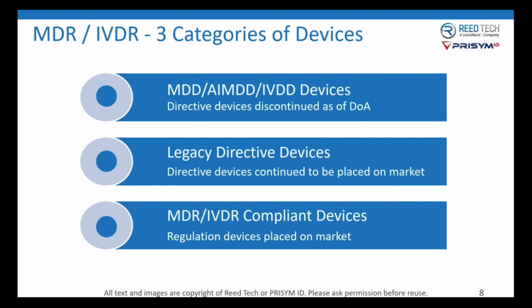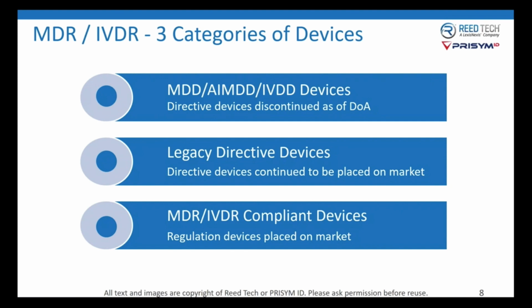The second major category, and this is by far the largest category of activity, is those legacy directive devices currently on the market that will be continued. There's some criteria: that the certificate is still valid and it doesn't have significant change, and a couple other items. But if you meet all those criteria, you're able to still market those and place them onto the marketplace.